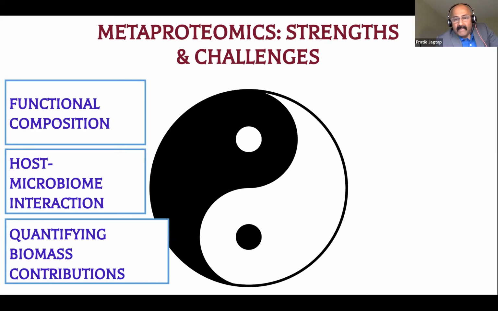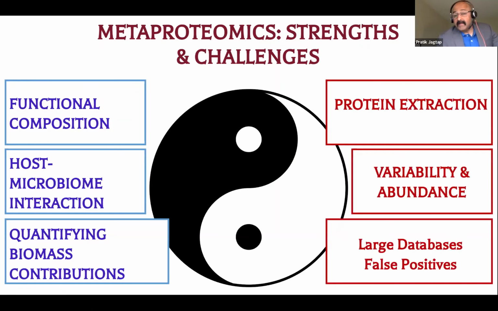So metaproteomics has its strengths, as I've tried to convey. It can help you in finding out the functional composition of the microbiome. It helps you to understand the host microbiome interaction. It helps you to quantify biomass contributions. But again, there have also been problems in terms of how do you extract a protein? How do you start with handling false positives? How do you handle variability and abundance issues that come out from microbiome or functional microbiome analysis?